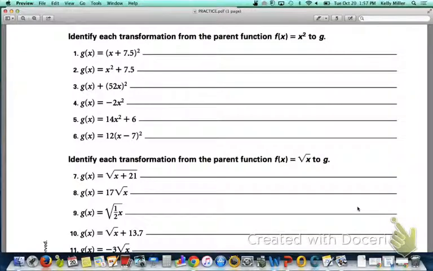Okay, number 5, what's happening? This 14 is going to do what? Vertical stretch. And the plus 6 is going to make it go up 6 units.